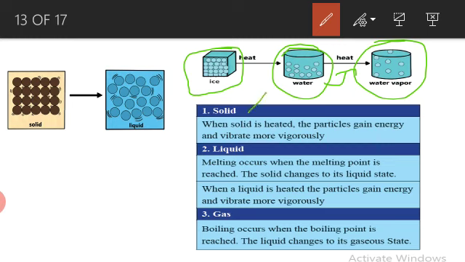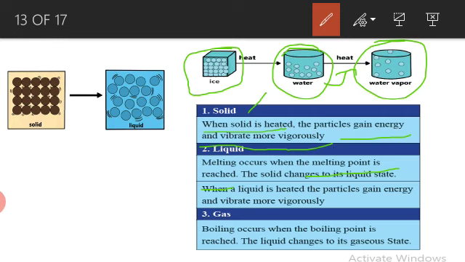The first one, solid. When solid is heated, the particles gain energy and vibrate more vigorously. It goes from the solid state to the water state, which means the liquid. Next, after getting the heat, melting occurs when the melting point is reached. The solid changes into liquid state.